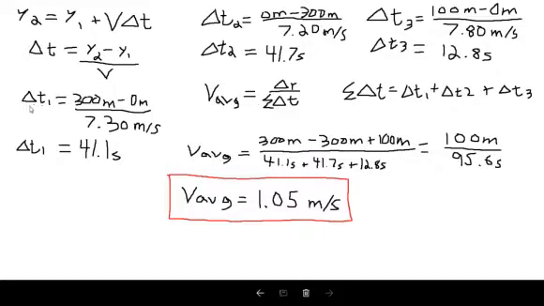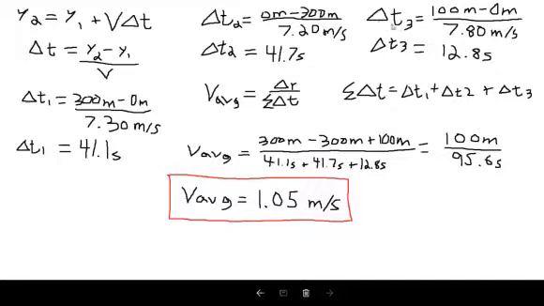So for the change in time for the first runner, the final destination is 300 meters up minus 0, because that's where he started, divided by 7.3 meters per second, and we get 41.1 seconds for delta t1. For the second runner, we get 0 meters for the final, and for the initial, she started at 300 meters, and we divide that by 7.2 meters per second. We would get a negative time, but we're not worried about that right now, so it's just positive.